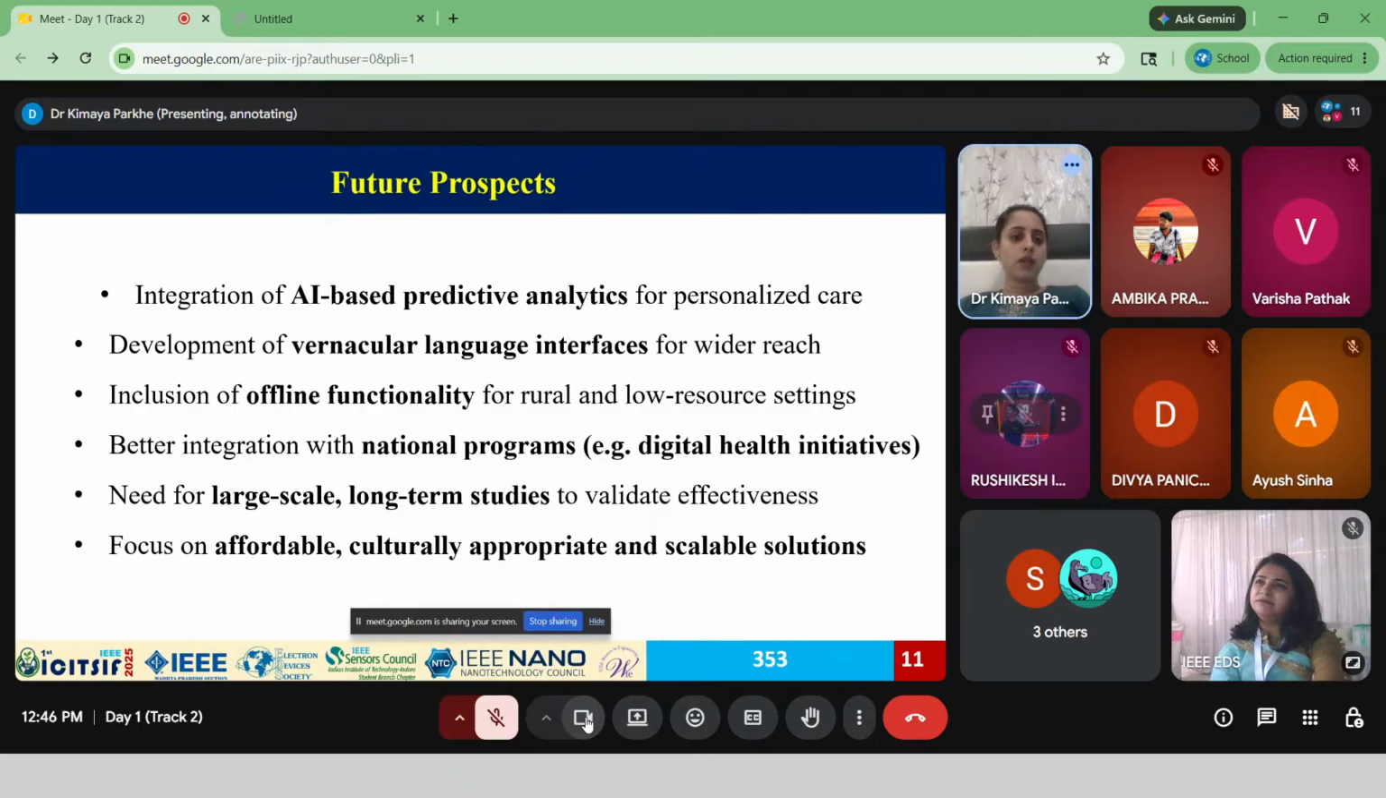So the future prospects: integration of AI-based predictive analytics for personalized care, development of vernacular language interfaces, inclusion of offline functionality, better integration with national programs like digital health initiatives, and it needs large scale long term studies. Also focus on affordable, culturally appropriate and scalable solutions.